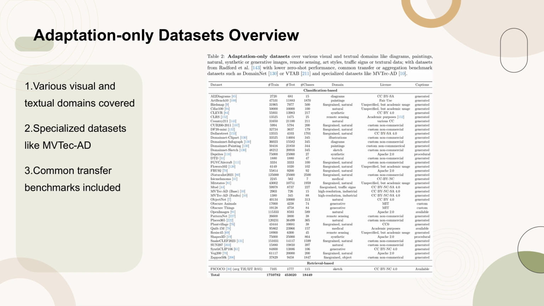Table 2 provides an overview of adaptation-only datasets across diverse visual and textual domains, including diagrams, paintings, natural, synthetic, and generative images. It highlights datasets such as MVTec-AD for specialized applications and includes common transfer or aggregation benchmark datasets like DomainNet and VTAB. This table is crucial for understanding the breadth of datasets used in continual learning and pre-training studies, emphasizing the need for adaptation in various subdomains.